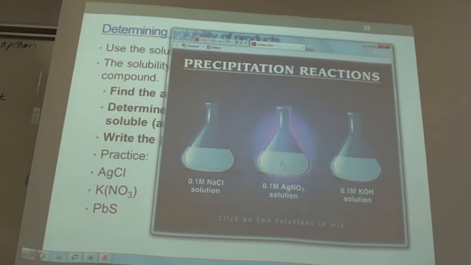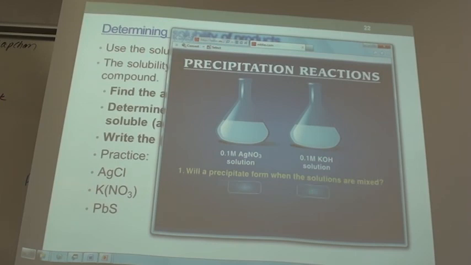Nicely done. Let's try silver nitrate and potassium hydroxide. When they mix, silver nitrate plus potassium hydroxide will yield silver hydroxide and potassium nitrate. You should know that all nitrates are soluble, correct? So you just have to worry about silver hydroxide. Look on your chart. Will it precipitate or not?